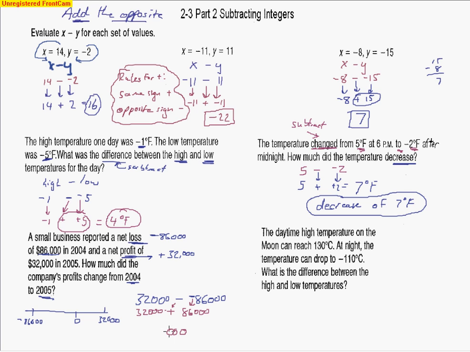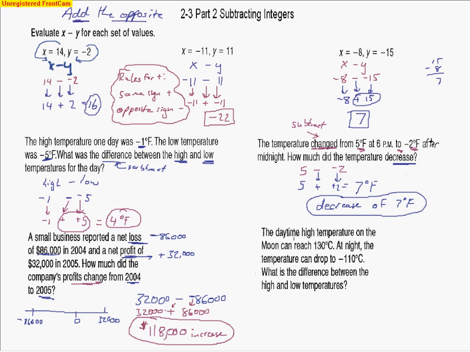So I still have those thousands, and then 2 and 6 make 8, and then 8 and 3 make 11. So $118,000 increase is what this was. Now, if you had done it the other way, negative 86,000 minus 32,000, you'd end up with a negative number. But it's saying how much did the company's profits change? Well, they actually went up from 2004 to 2005. So if I got that negative number, I would write the answer as positive 118,000 and say that it increased. That specifies what actually took place.